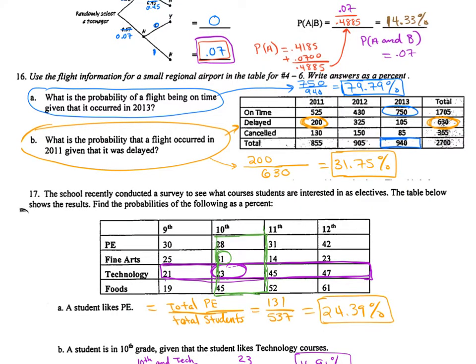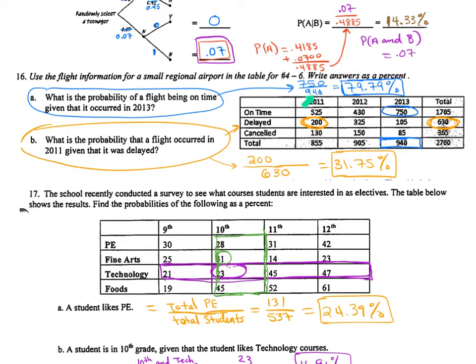All right, number 16. So we're going to use this flight information here to answer 16A and 16B. 16A says, what is the probability of a flight being on time given that it occurred in 2013? So since it's given that it occurred in 2013, we want to look at all of the totals for 2013. We look at the 2013 column, go down to the total, and that's 940.